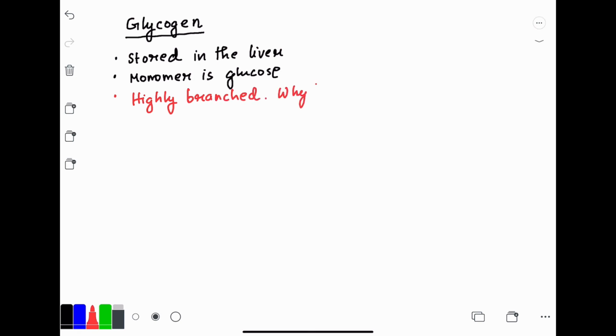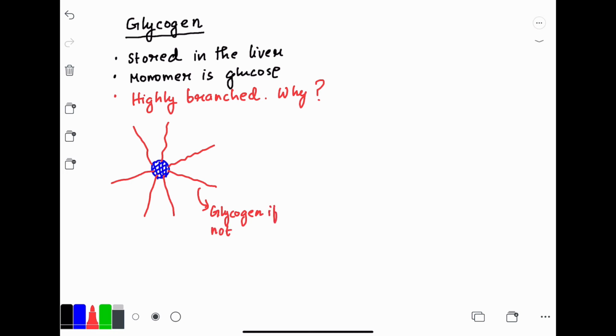Can we explain why it is branched? Let us try to explain the significance of branching. This blue part represents a core protein to which suppose unbranched glycogen chains are attached. This red part shows the glycogen chains. Now as you can see, if there was no branching, a lot of space is present between the chains. So this is an inefficient method of storage.